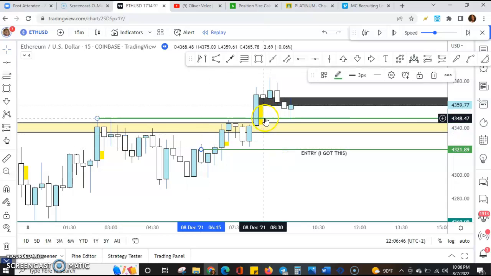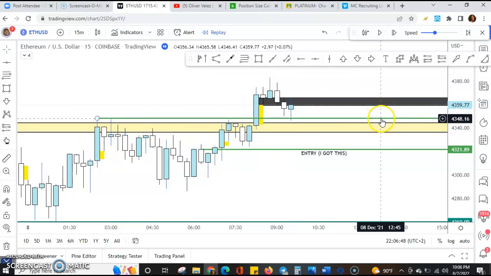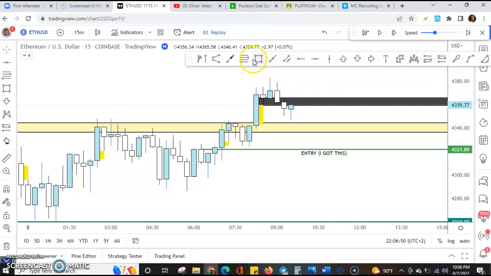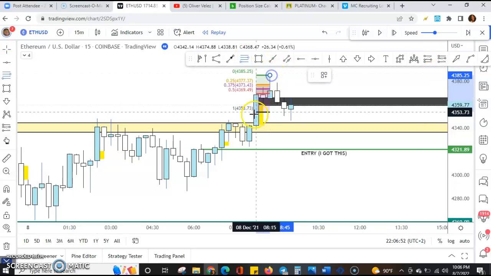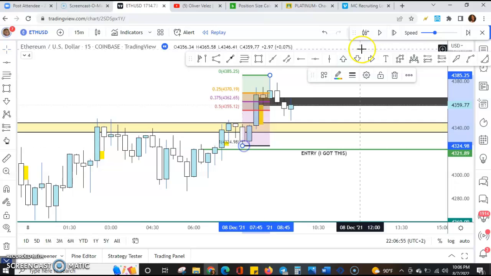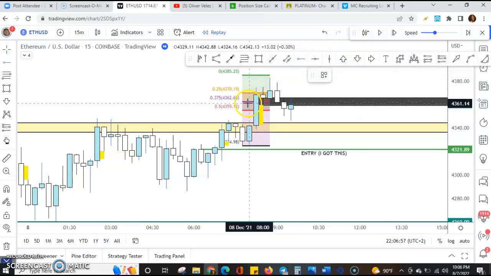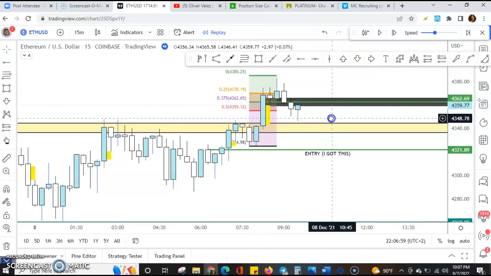I will go ahead and pull out my magic wonderful fibs, my discounted fibs. Market from swing high to swing low. How do I get here is the question. This would be my entry.